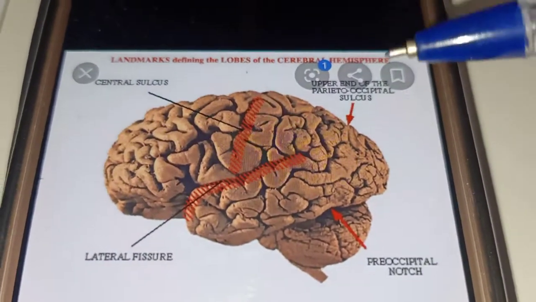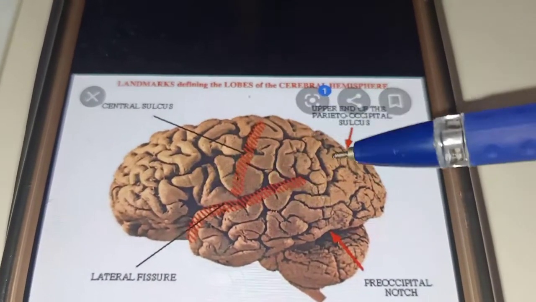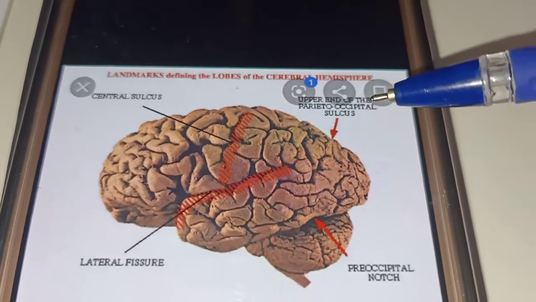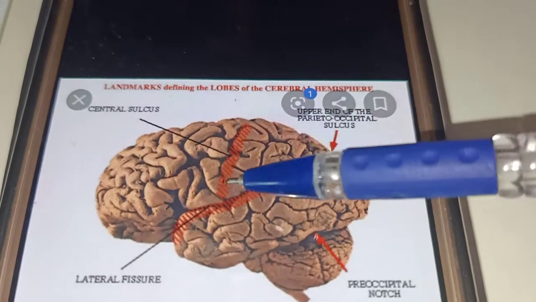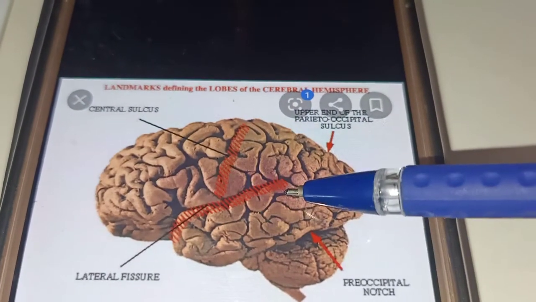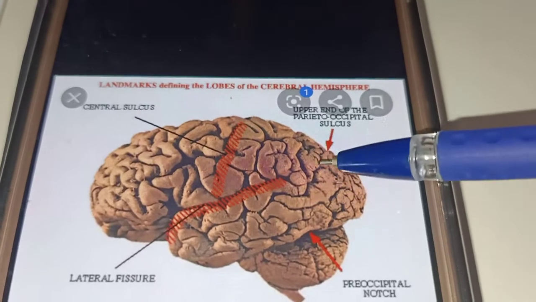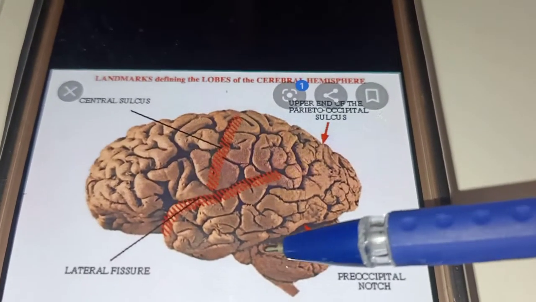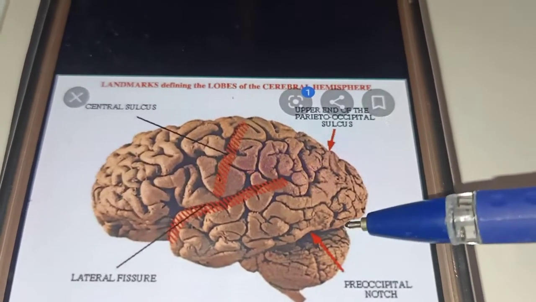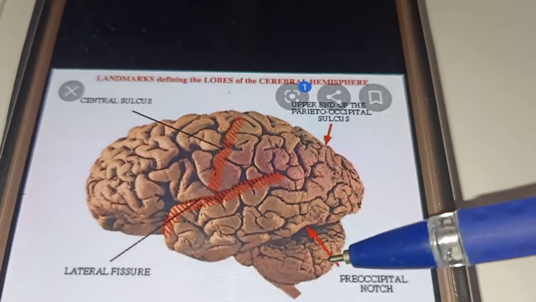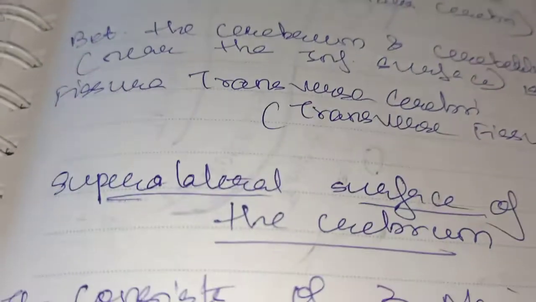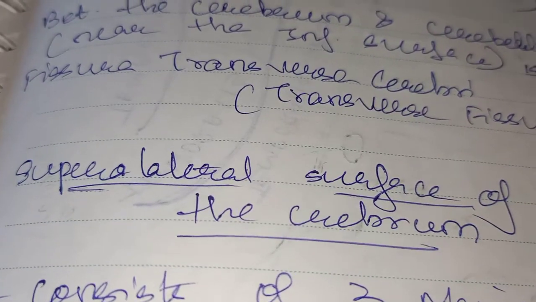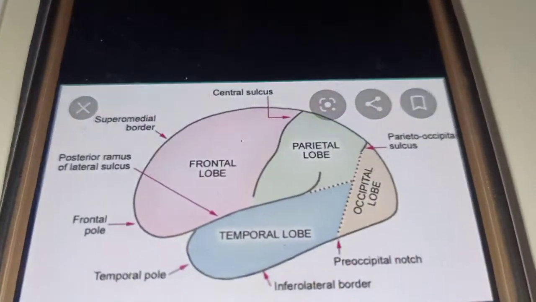Here also, if you see, this is the central sulcus. This is a superolateral surface. This is the central sulcus, this is the lateral sulcus, and here would be the parieto-occipital sulcus. So these are the three sulci which are present, shown in this diagram also.